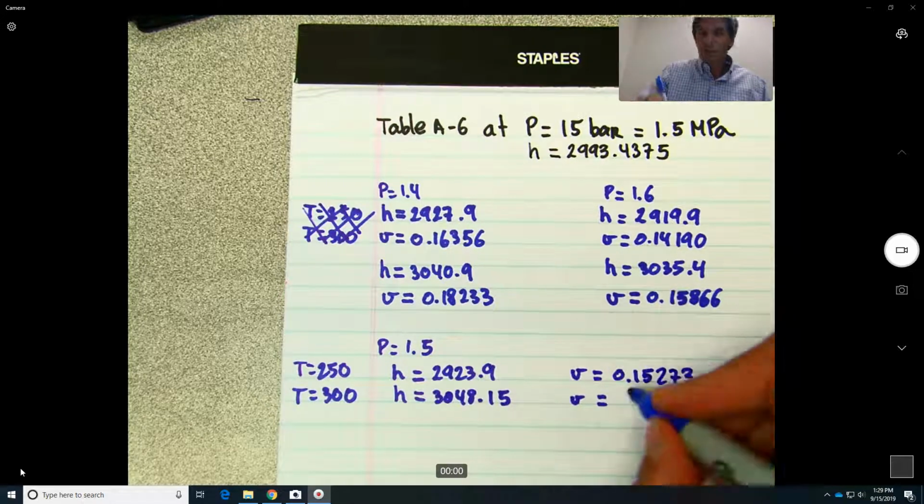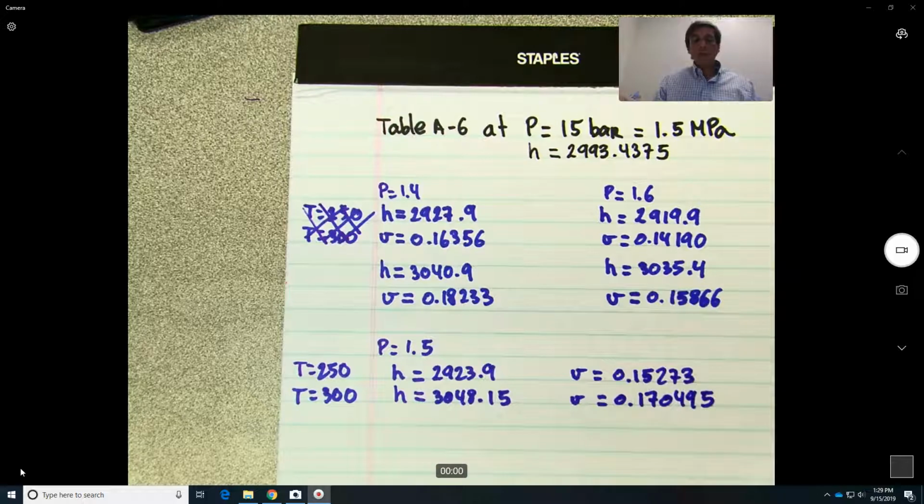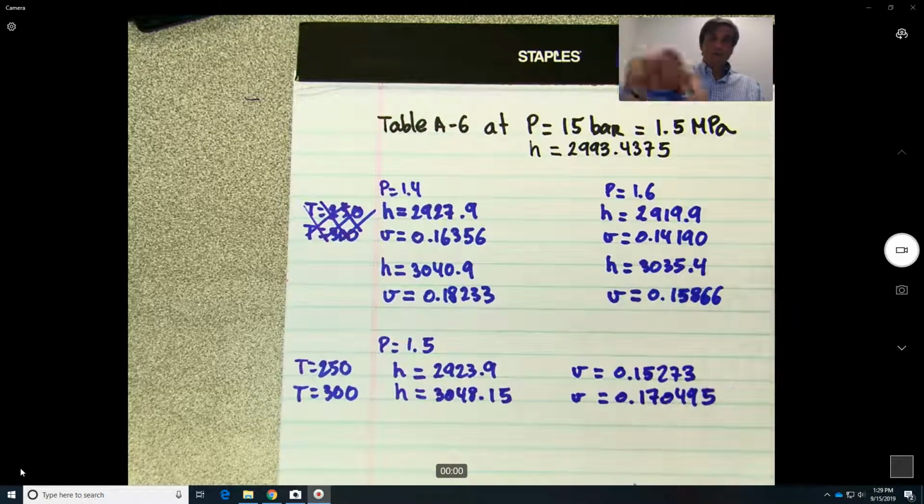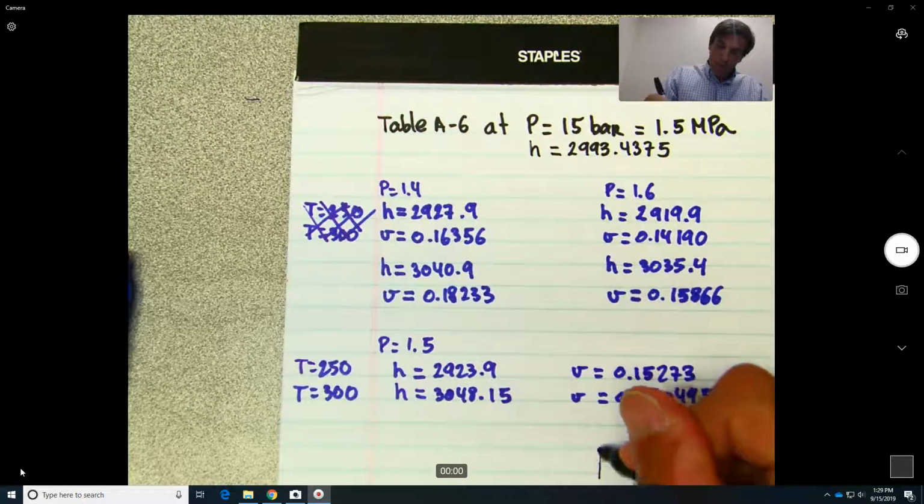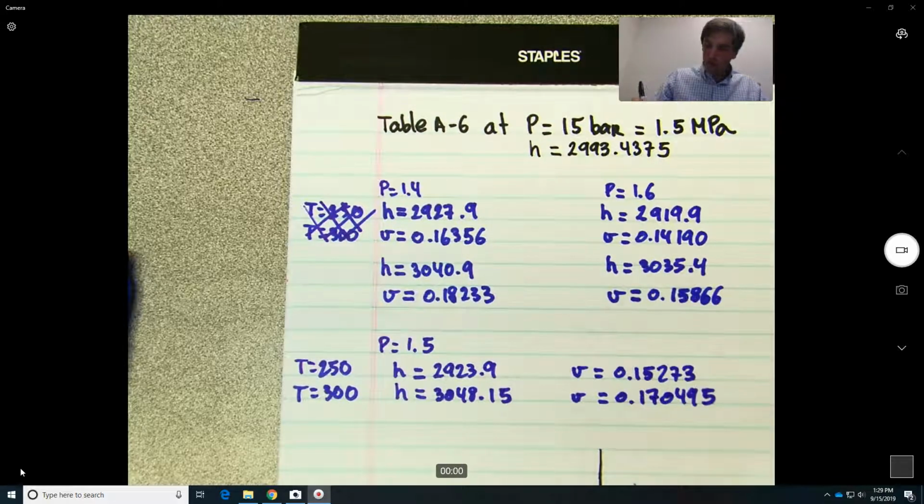With the V's, we do exactly the same thing, we get 0.15273, 0.170495. All right, so now we need to do the interpolation. By now I hope you are good for the interpolation, but just for this case, I'm going to redo it again.